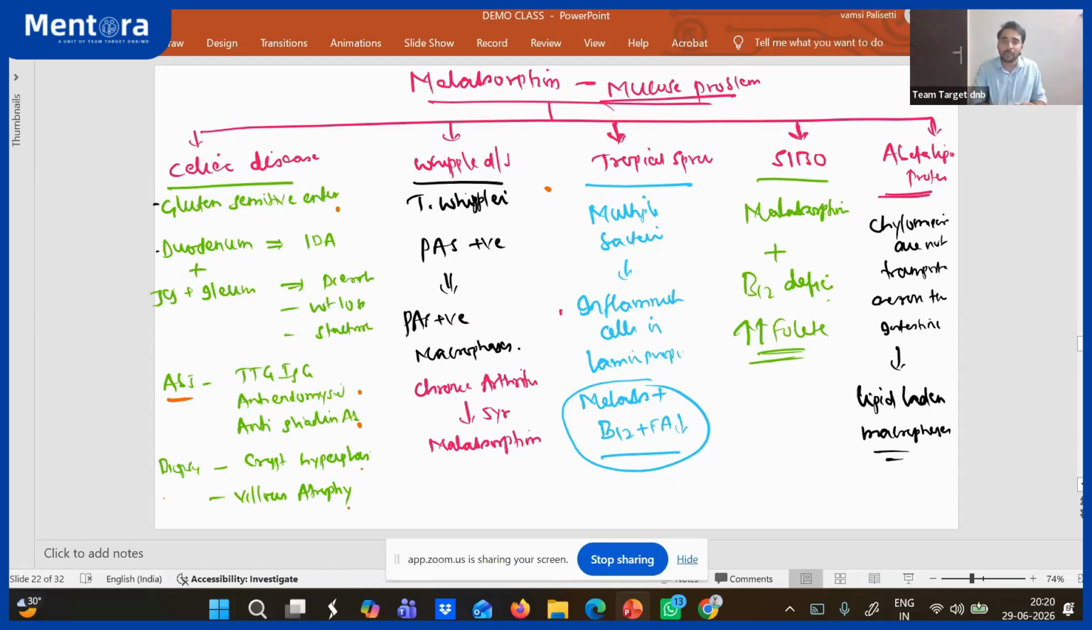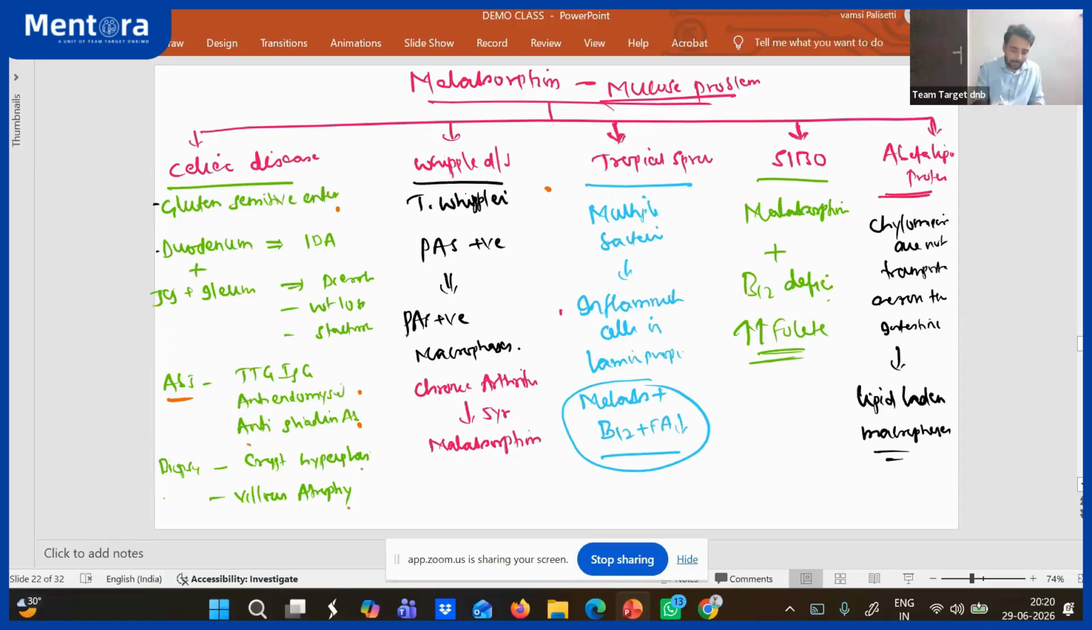And last is abetalipoproteinemia. Here the problem is defective transport of chylomicrons. Chylomicrons are not being transported, so the fats are not absorbed, and therefore there is malabsorption, and in the biopsy you will see lipid-laden macrophages. Very important, so this is an important thing you have to see.